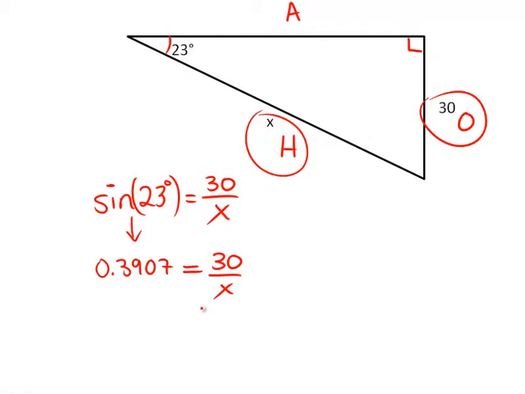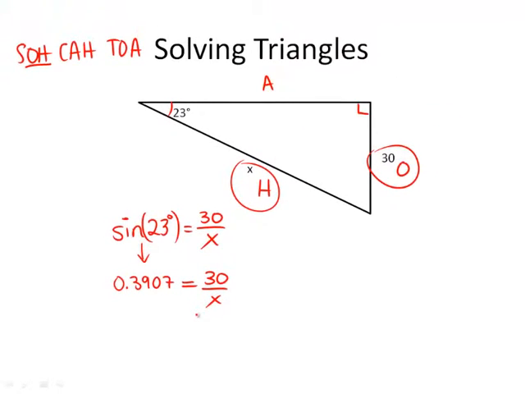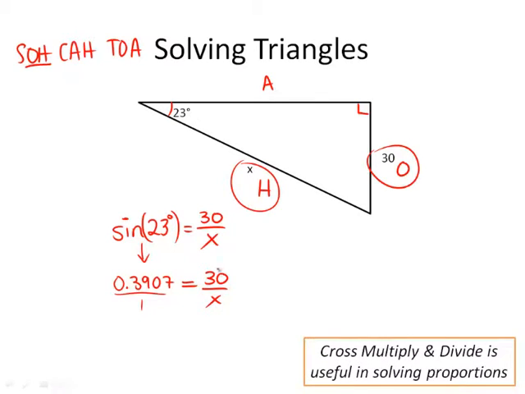But now you want to be able to solve for x. So solving for x, you could do a long algebraic method by multiplying both sides by x and then dividing both sides by 30. And you'd notice that that would produce x equals whatever 30 divided by 0.3907 is, which is 76.8. Now, one quick hint here is sometimes it's nice to see this as a cross multiply and divide situation. It makes things a little quicker.